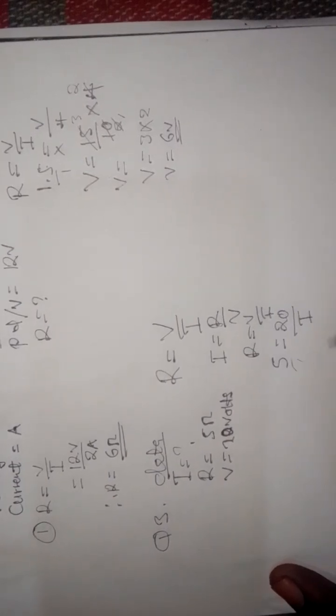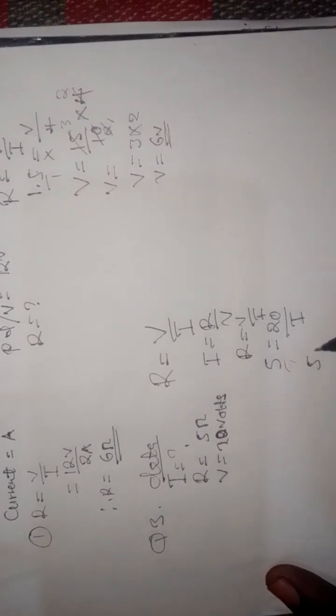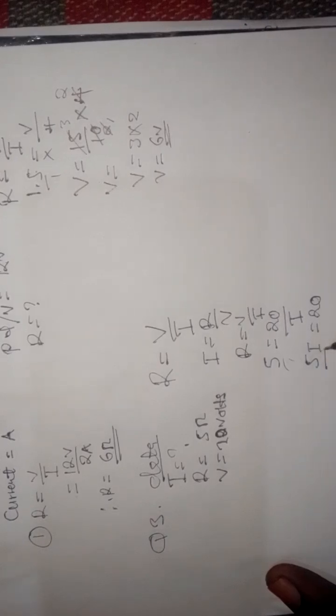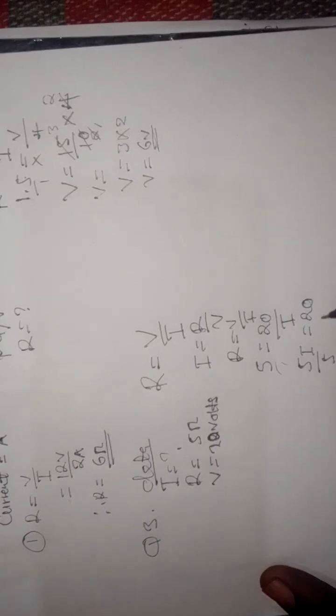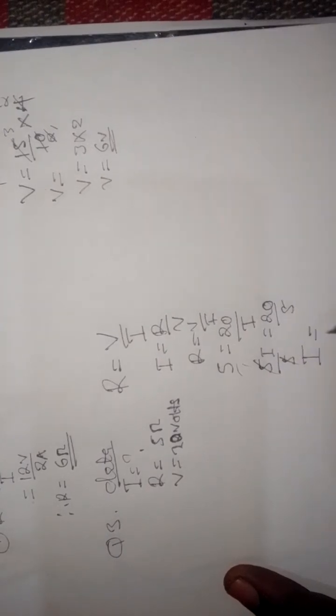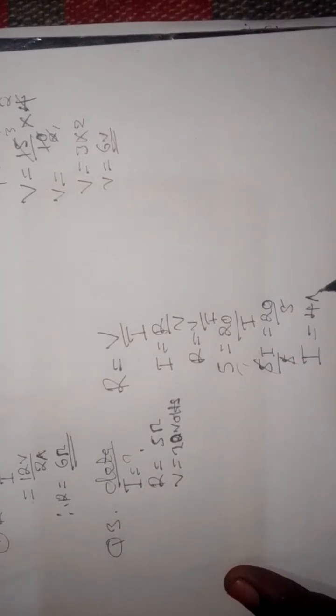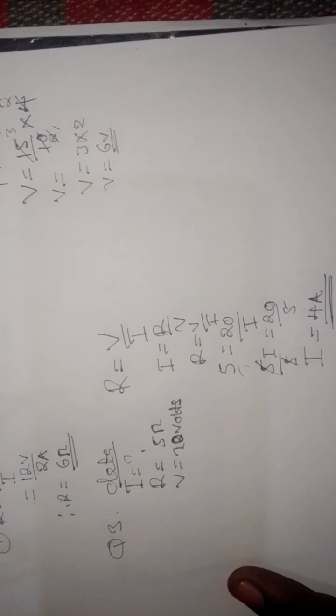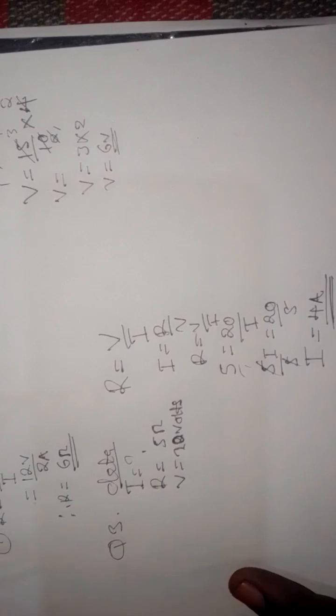We cross multiply. We're going to have 5I, which is current, is equal to 20. Then we divide by 5. Then we can say current is equal to 4 amps or ampere. So these are the solutions that we are expected to give for these questions.